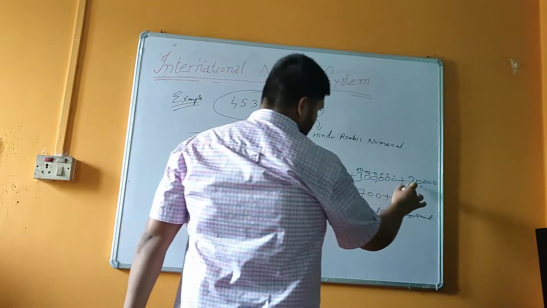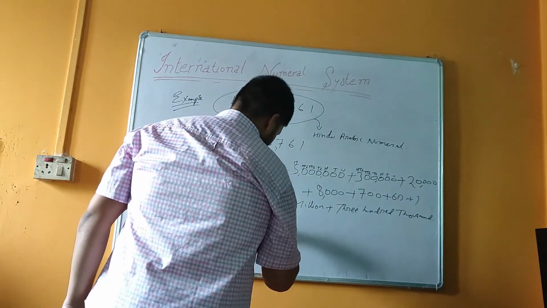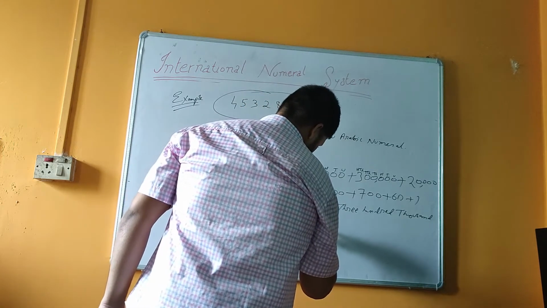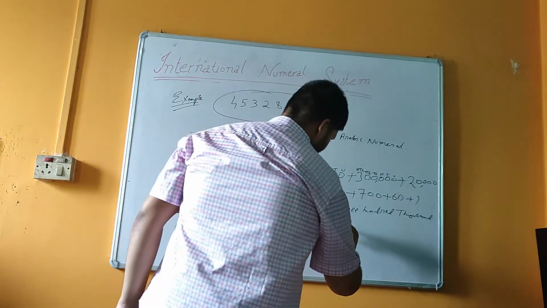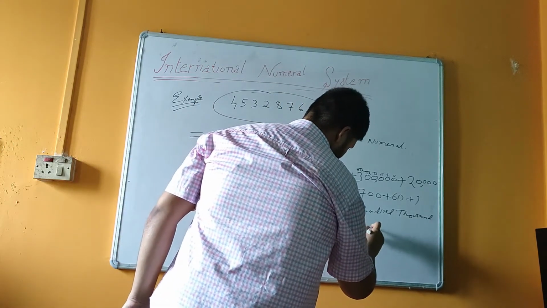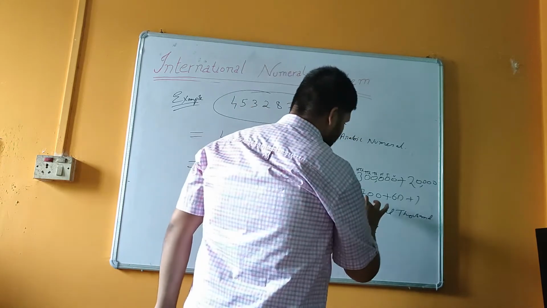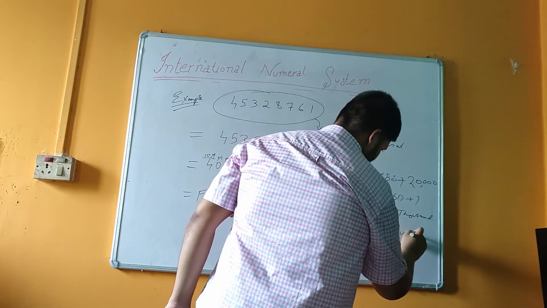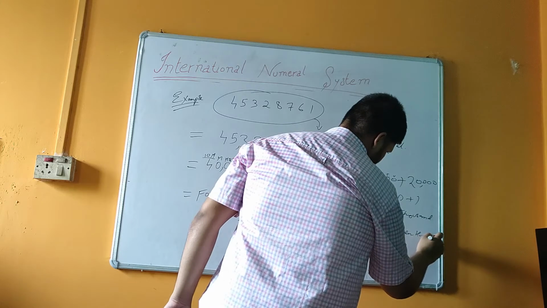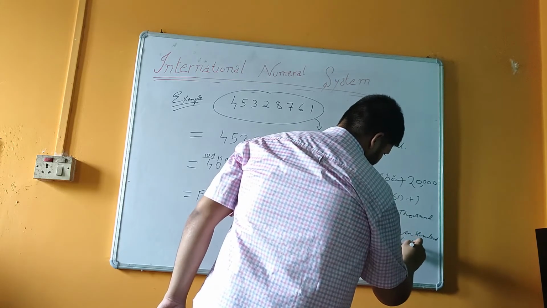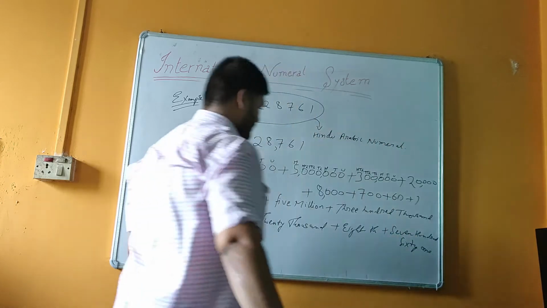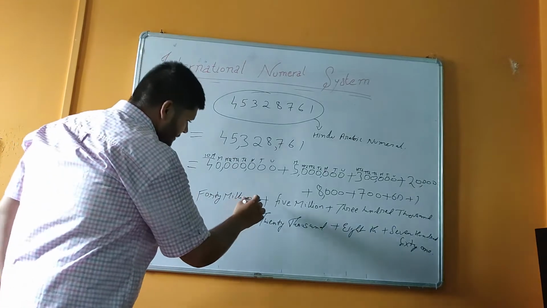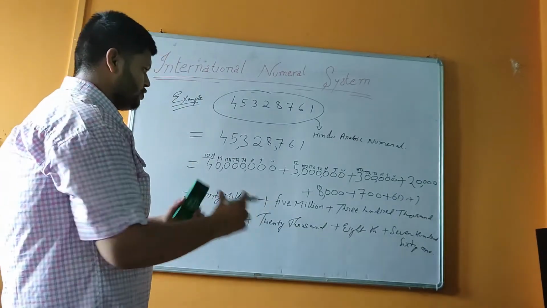Again plus. This is 20,000. This is 8,000. I am writing shortcut. This is 761. So fine. All the numbers have been written in words. Just now you have to replace this plus symbol and write it together.